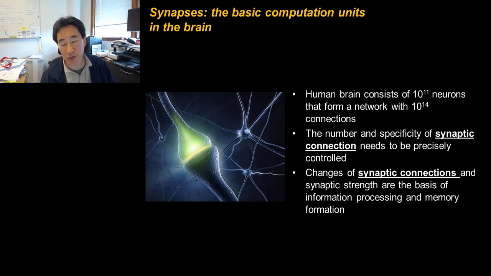Each neuron has more than 1,000 synapses, meaning that it connects to 1,000 different targets. The number and the specificity of the synaptic connection is very important, and especially controlled during development. And the change in the synaptic connection, meaning that the strength of the synaptic connection changes, is actually the fundamental unit of the information processing underlying memory and decision making. So it is very important to understand the connection of different cell types in a synapse specific manner.